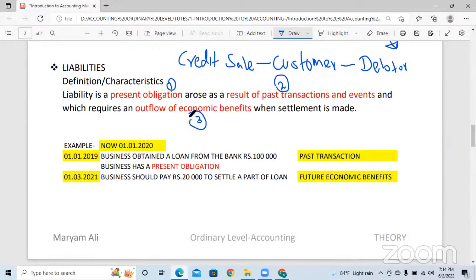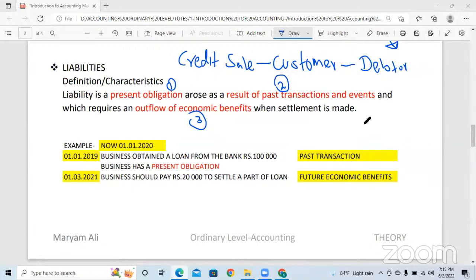Like assets, liability is divided into three characteristics. For example, now think you're the business. You don't have enough money. So what did you do yesterday? Because you didn't have enough money, you go to the bank and ask for a loan. So yesterday you took a loan from the bank.